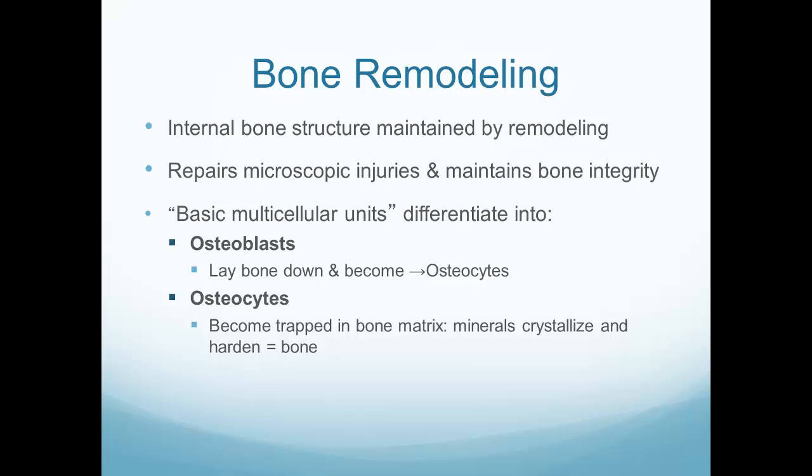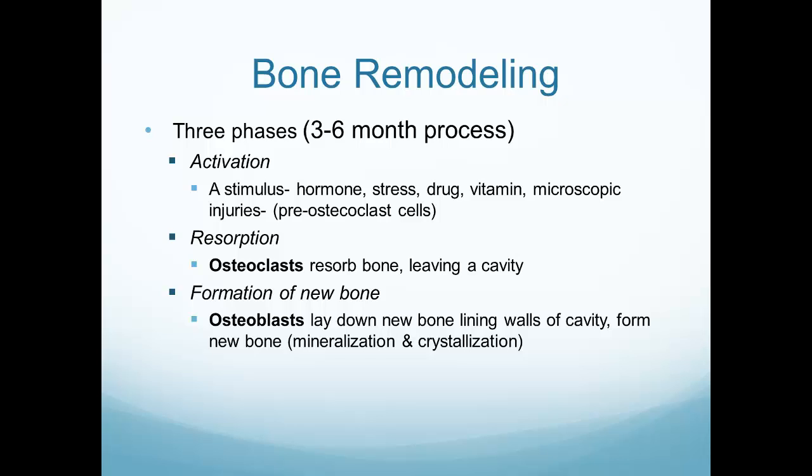So even though we don't have a fracture, we don't have some kind of obvious injury that we can take a look at, we can have microscopic injuries occurring to the bone, and we need to repair those. And that's this process called bone remodeling, where we're rebuilding the inside of the bone. And that's going to be done by our osteoblasts, which are then going to become osteocytes, and the osteocytes then are going to become the bone itself. Kind of a three-phase process here.